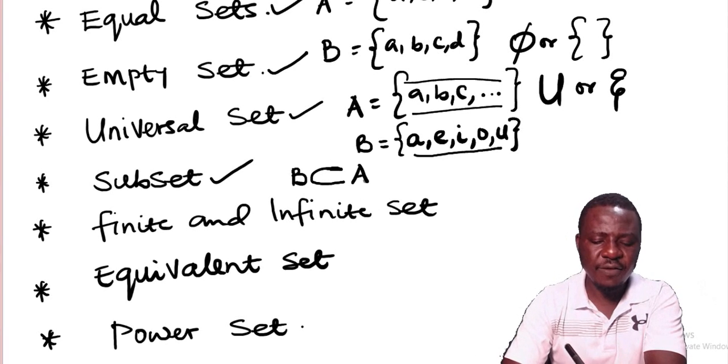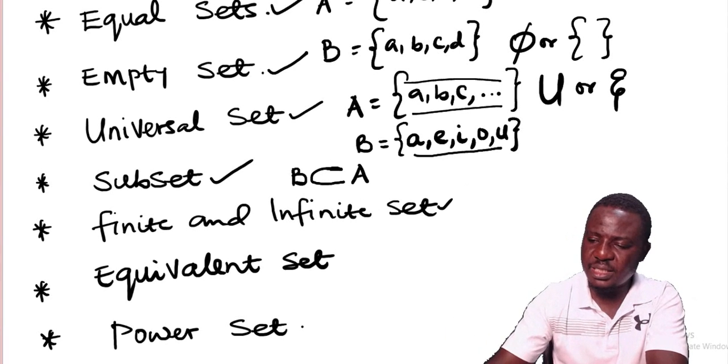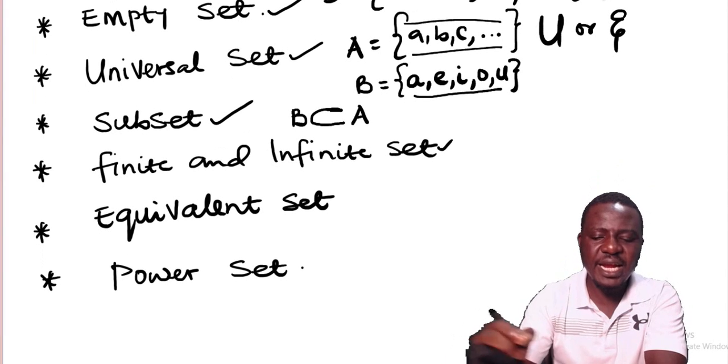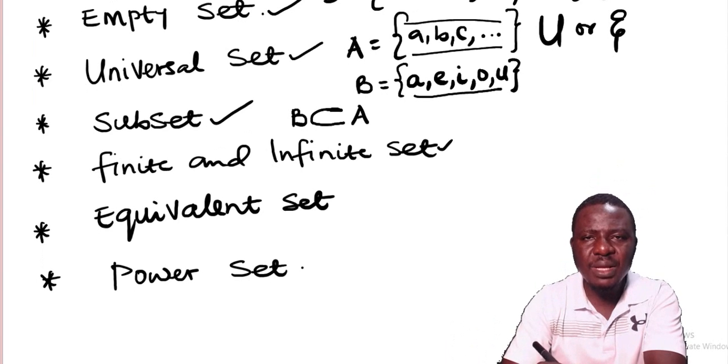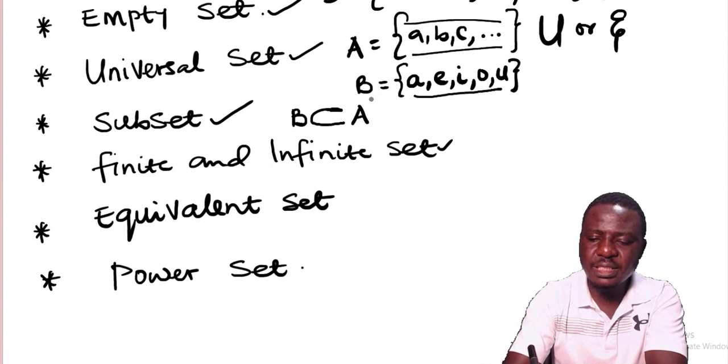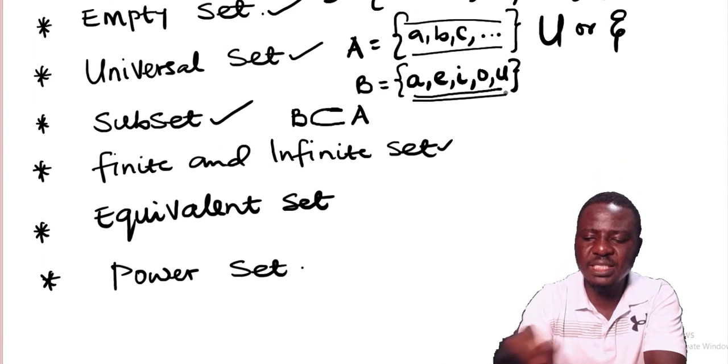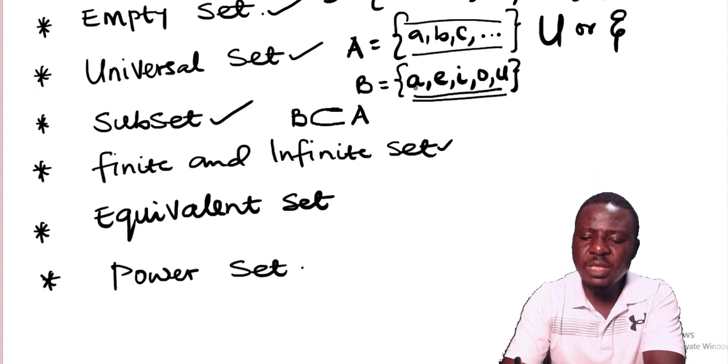We also have the finite and infinite sets. A finite set can be said to be a set that contains elements that are countable. For example, the set B is said to be a finite set because it contains elements that are countable. For example, this set B has 5 elements and it is said to be a finite set.